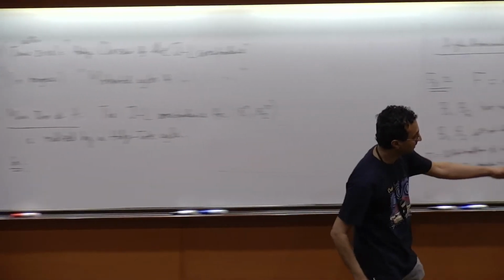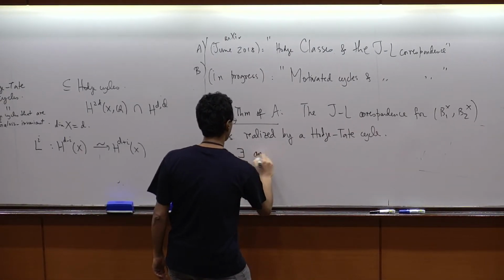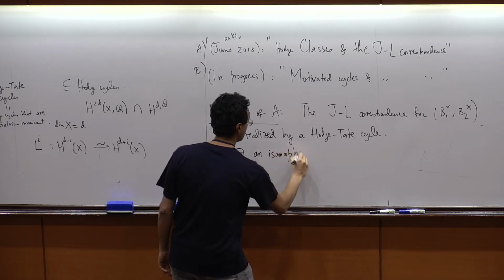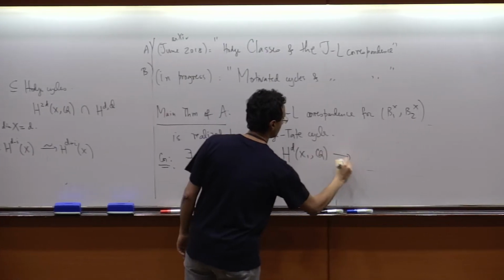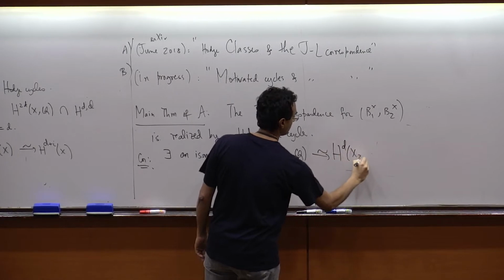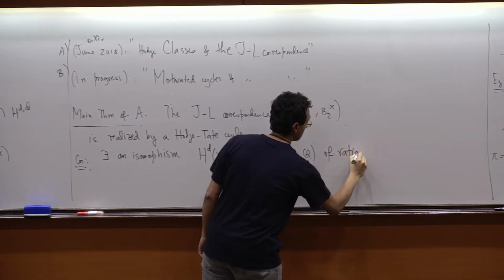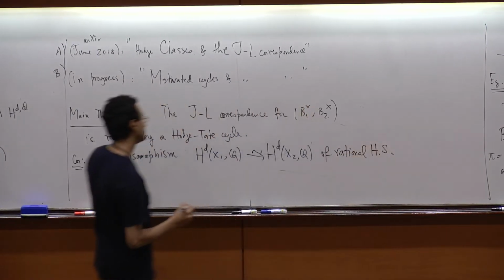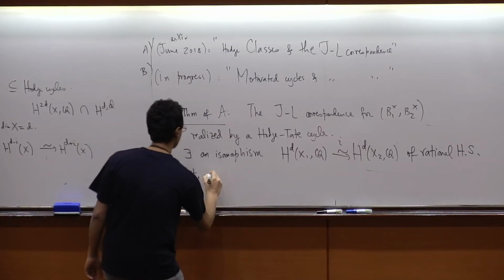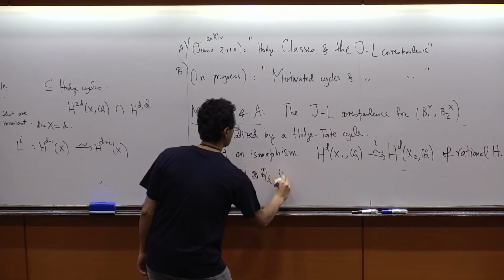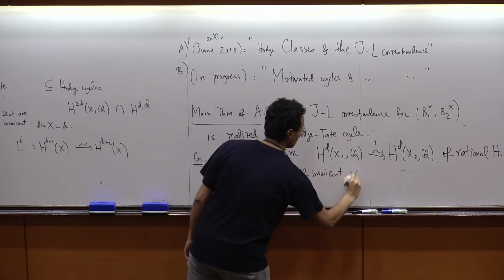It says that a corollary is that you get an isomorphism of rational Hodge structures such that if you tensor this with QL, I call this I, this is Galois invariant. For all L.